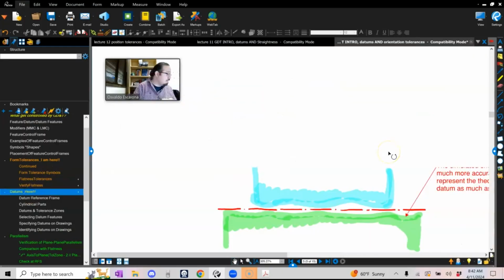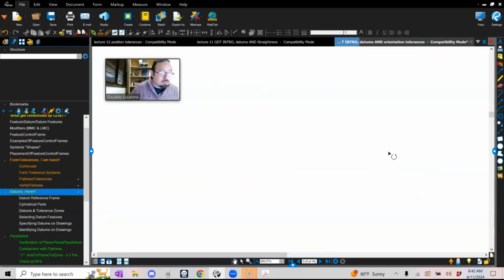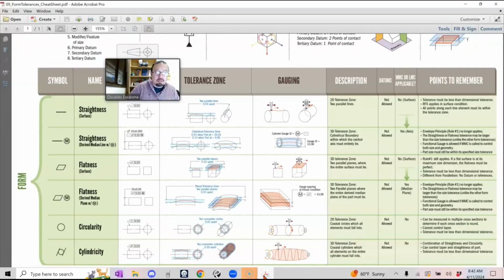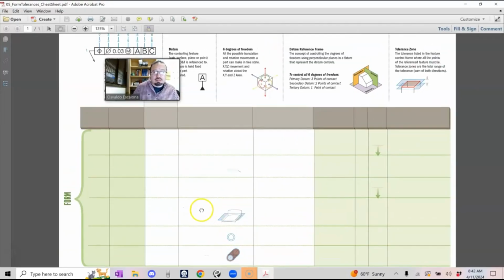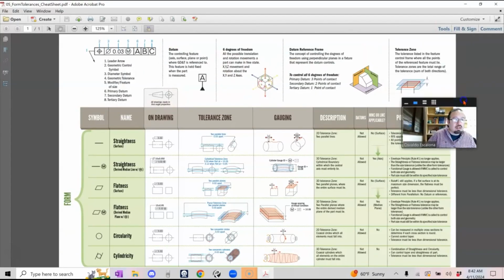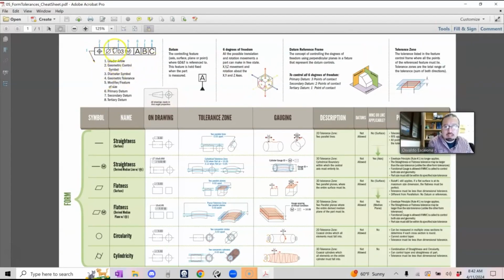Datums. Datums, I think I already briefly talked about them. But before we talk about datums, the reason we want to talk about datums is because we're going to move on from form. This is your cheat sheet, which tells you many of the things I already talked about. One, the parts of the feature control frame. Two, what's a datum and what is the symbol for the datum. The datum reference frame, we already talked about it when you were doing your dimensioning.